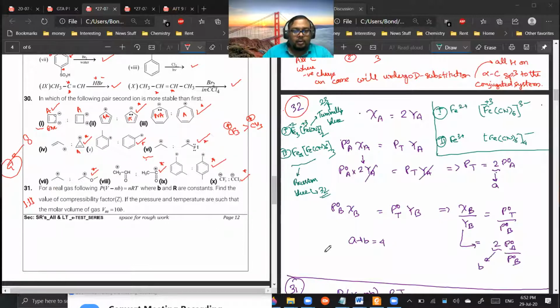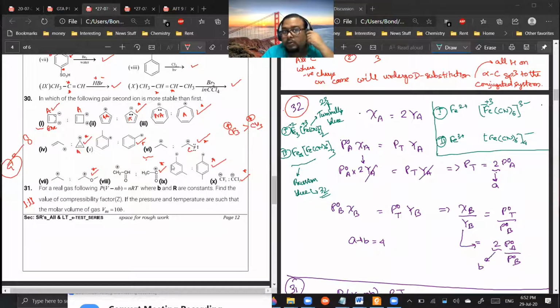For the 30th, the answer should be 9, not 8. In case of the 6th, they have considered the first one to be more stable than the second one, which is incorrect. CF3+ will be more stable than CH3+. Why? Because of fluorine back bonding. Here the back bonding will be stabilizing the positive charge. The second ion is more stable than the first one. Are you getting my point? So the answer should be 9, not 8.